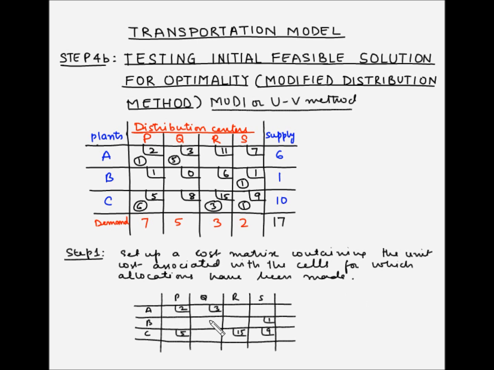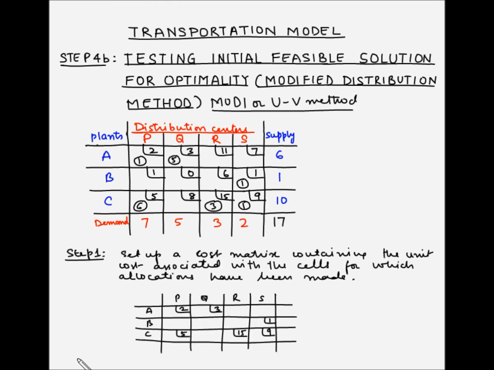So this is how the matrix will look like. I have only brought the unit cost of the cells which are already allocated in the initial feasible solution. Like AP has an allocation, so I have brought down the cost of 2. AQ has an allocation, so I have brought down the cost 3. BS is allocated, so I have brought down the cost 1. Similarly CP, CR and CS. Now let's move to step number 2.